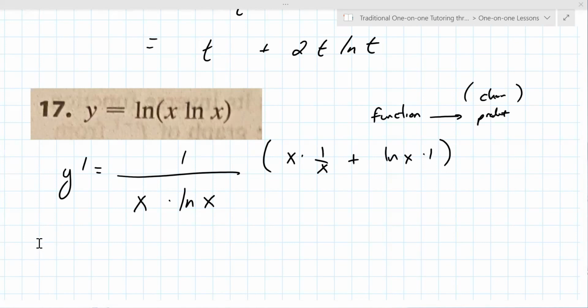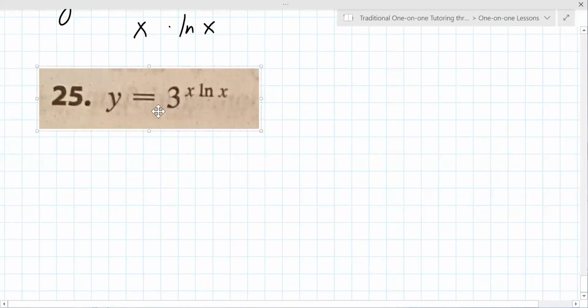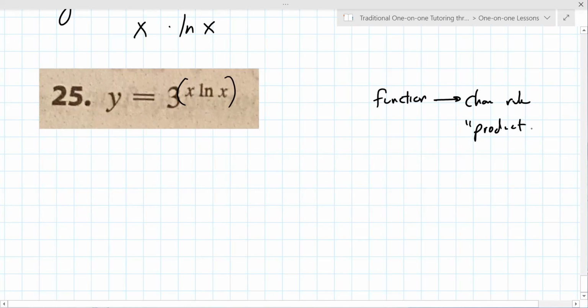Okay, 25 is similar. When I look at this, I see 3 to the x times natural log of x. So my outer thing is a function, and a function always leads to chain rule. And the chain rule this time means, well, what's inside the parentheses here? What's the next innermost function? The chain rule is the product rule this time. There is no single chain rule; it's a blanket word for all these things that are representative of the chain rule.